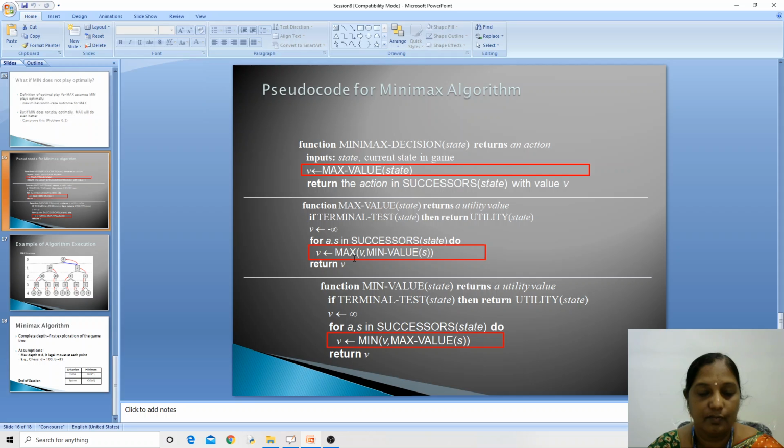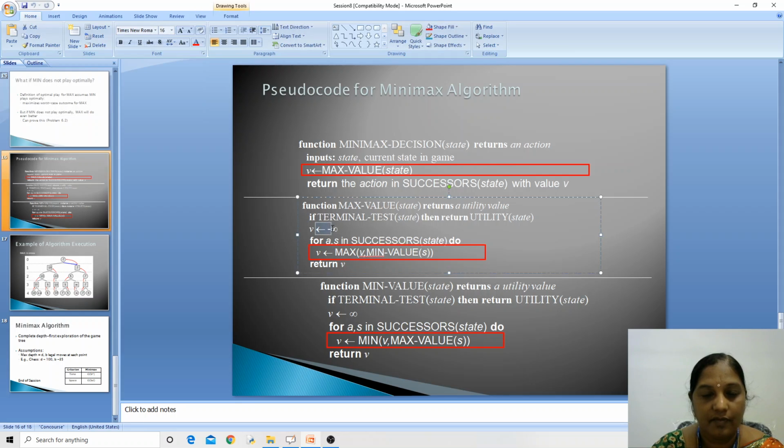I want to decide what is the maximum value from the current to the min value of each. So that value you assign to V, and that value you return. That means you are selecting that max value, and this is a function for min value. Min value always tries to find the min value in the given current state, and you have to observe here: if you are trying to find the max value, initially you have to assign minus infinity, and if you are trying to find the min value, you have to assign infinity.